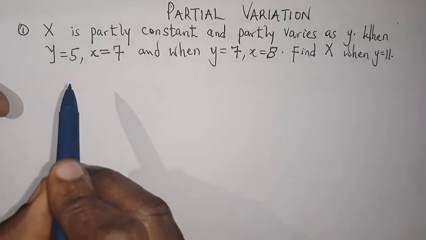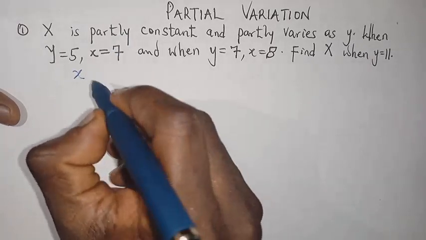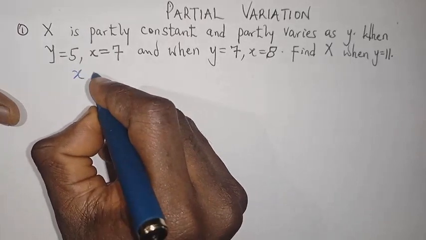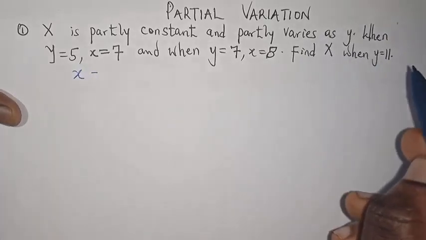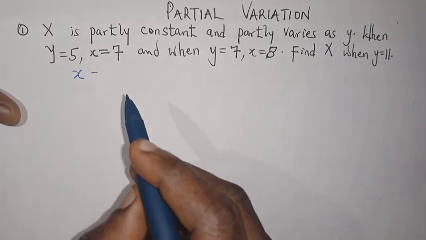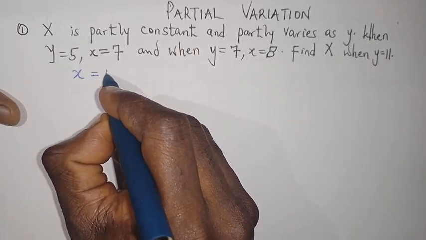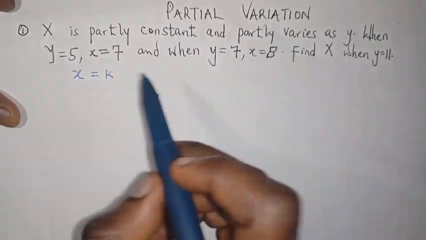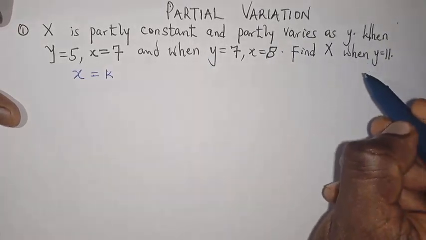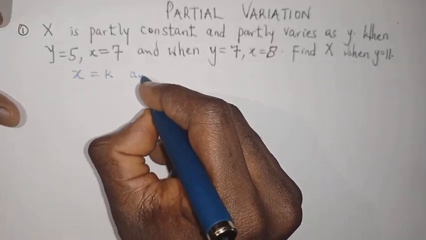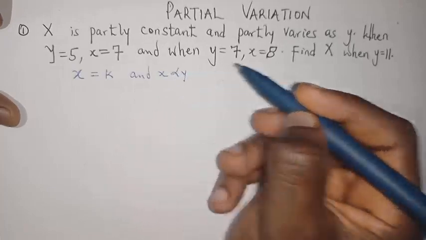The question says x is partly constant and partly varies as y. So what you do in that case is we can pick two terms as constant. Let's say x equals k. X is partly constant. Remember, k is a constant and x partly varies as y. So we'll say x also varies as y.